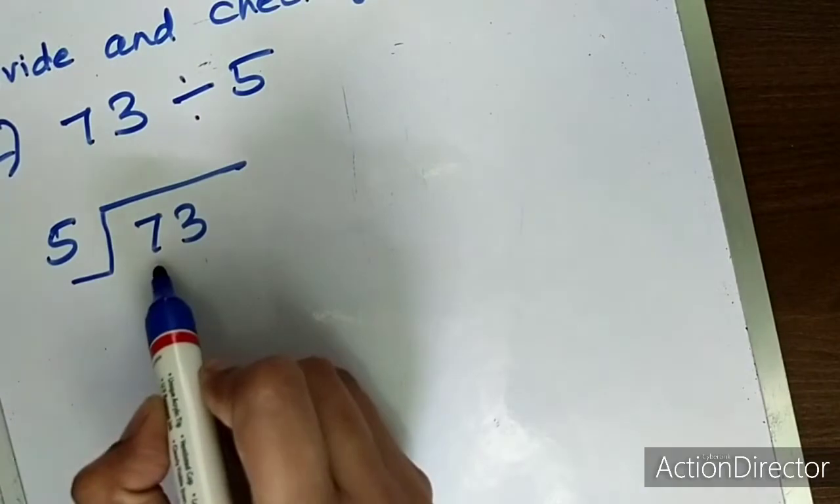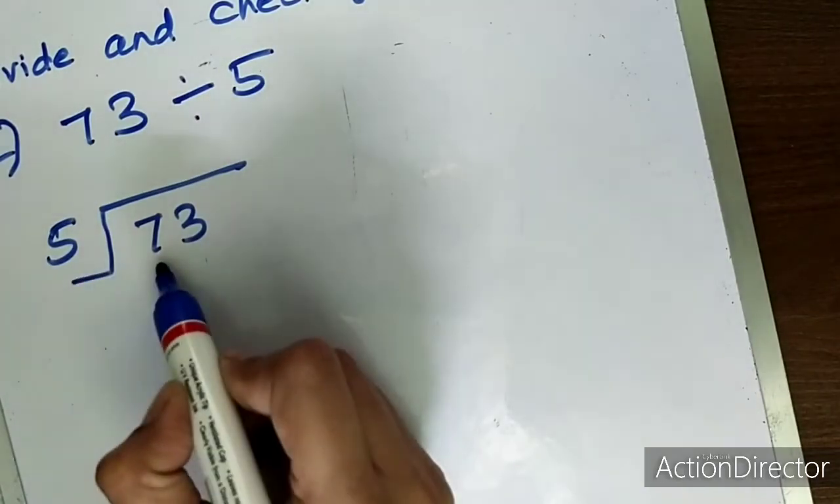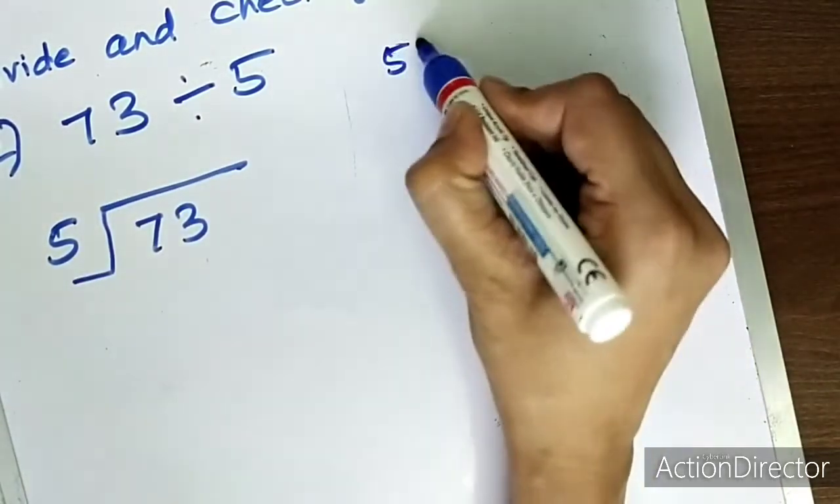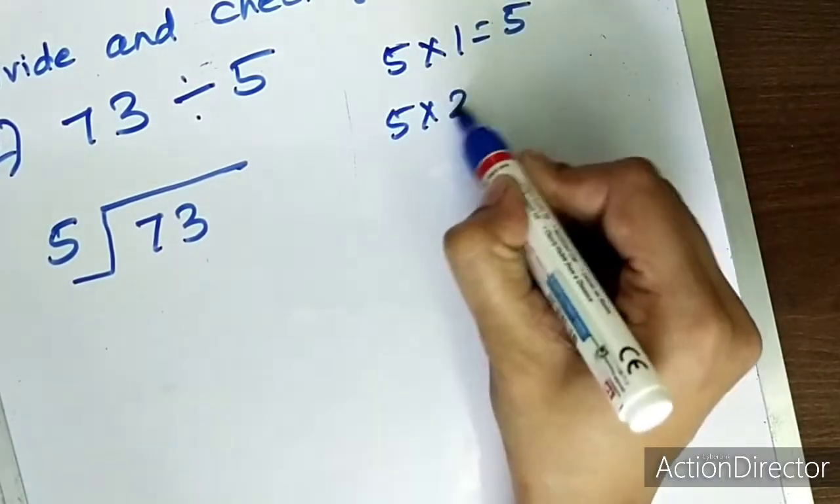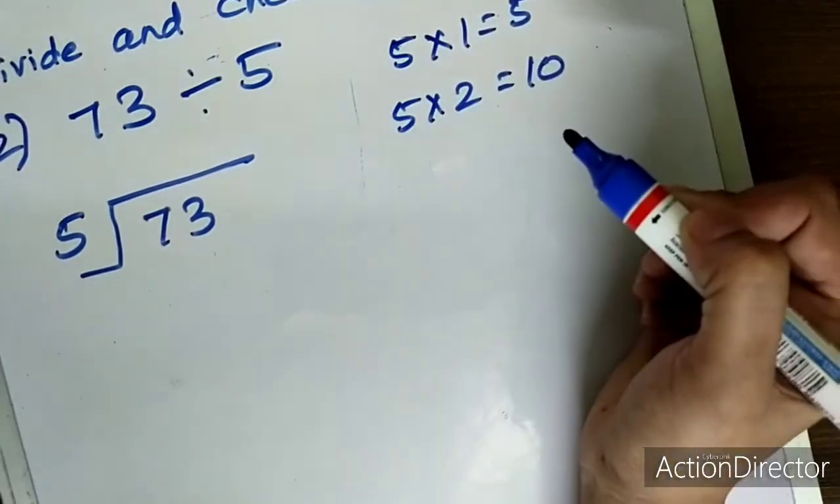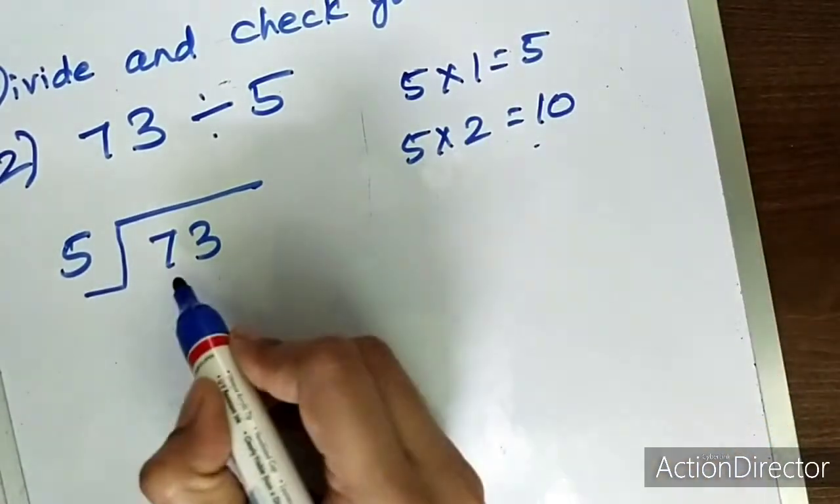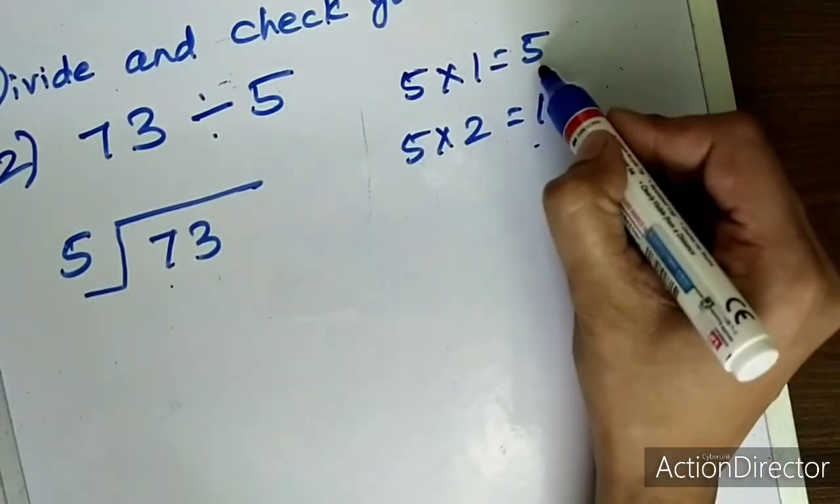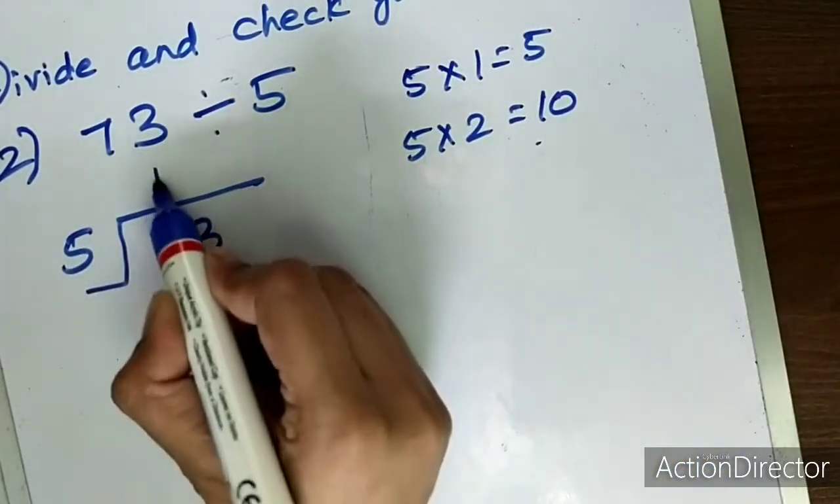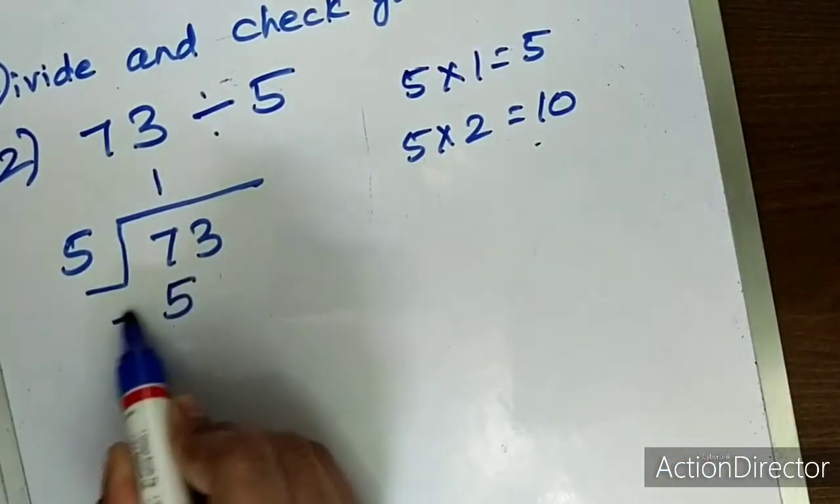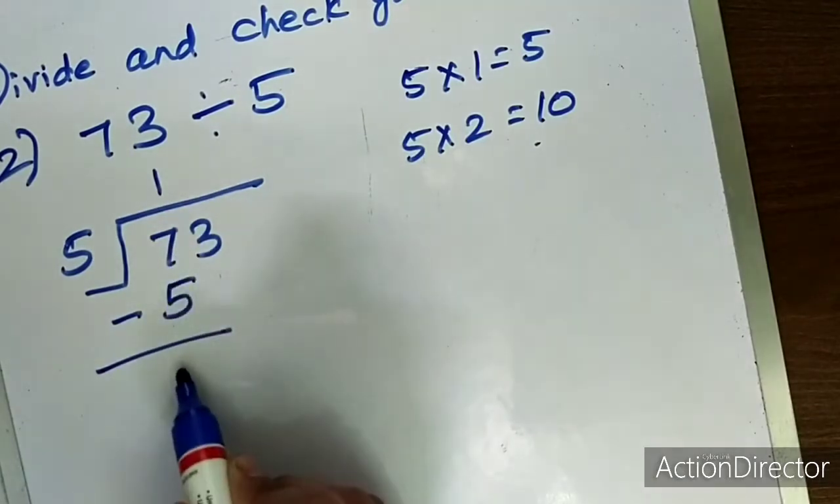So we'll take the first digit around. Well, 5 tables 7 will come. So 5 1s are 5. 5 2s are 10. 10 is larger than 7. So we are going to take the before number, that is 5. 5 1s are 5. Subtract. What is 7 minus 5? 7 minus 5 is 2.